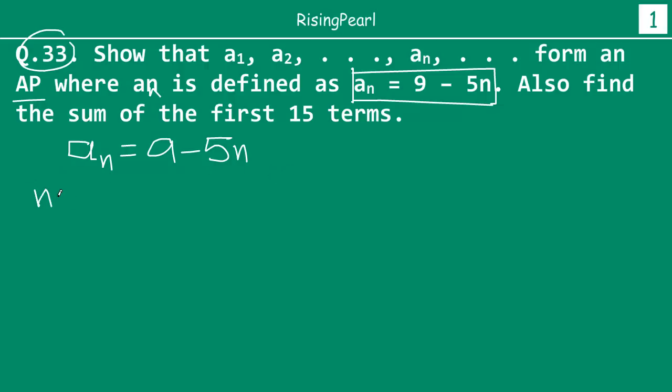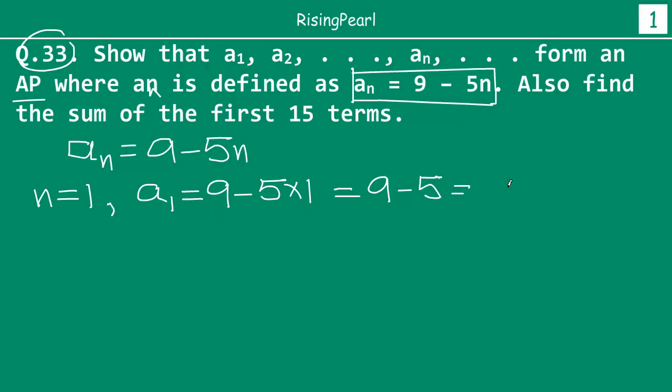So what we are going to say is, okay, fine, when we put n equal to 1, that will be the first term, right? So for n equal to 1, a1 will be 9 minus 5 times 1, because we are putting n equal to 1. So we get 9 minus 5 ones are 5, or 9 minus 5 is 4. So we say, alright, the first term is 4.